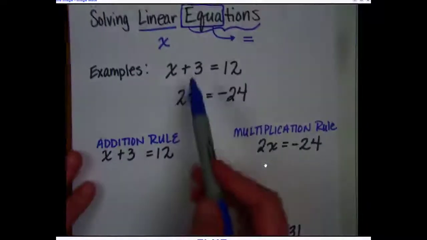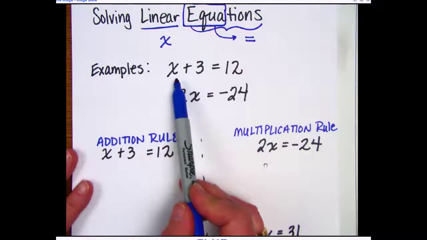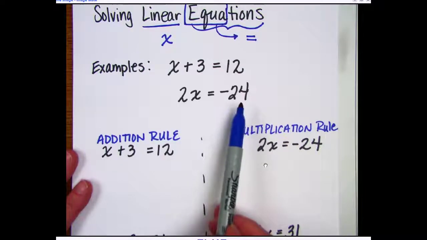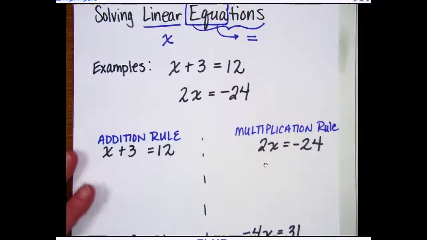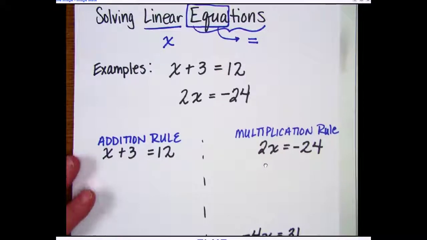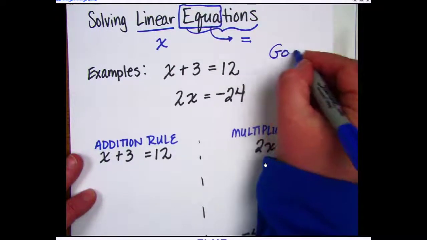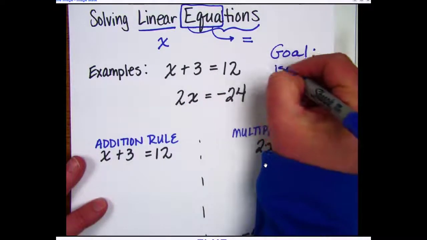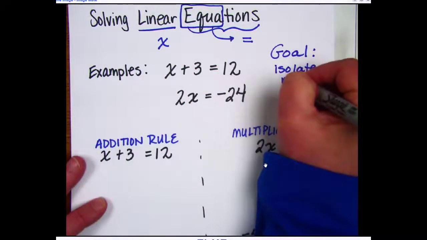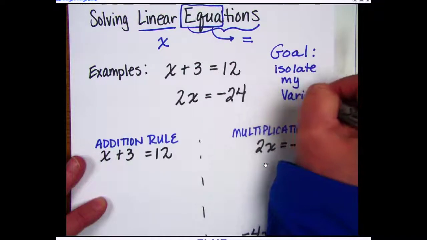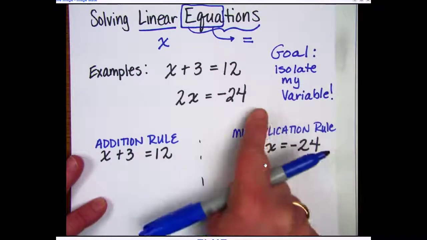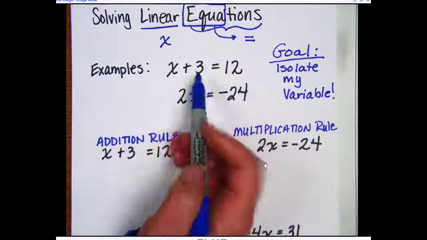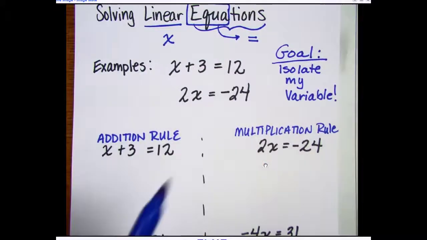And I have two examples here. For example, I might want to solve x plus 3 equals 12, or I might want to solve 2x equals negative 24. Whenever I go about solving these, I'm going to have the same goal, and that is just going to be to isolate my variable. If I get that done, I will have the equation solved. And by isolate, I mean all alone on one side of the equal sign or the other, all by itself.